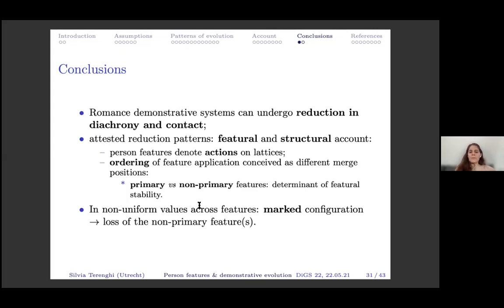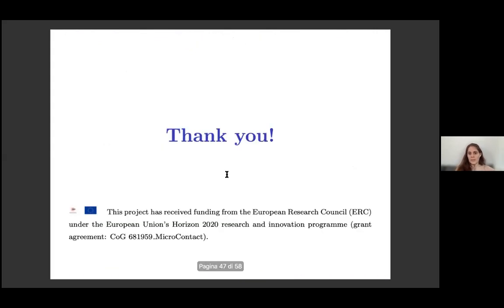And I correlated the merge position of person features with different stability effects. So if extra considerations, markedness considerations kick in, so if we have different values across features, the configuration can be deemed marked, and this might prompt the loss of the non-primary person feature to reduce the amount of overall markedness and complexity of the system. So this is it. Thank you.